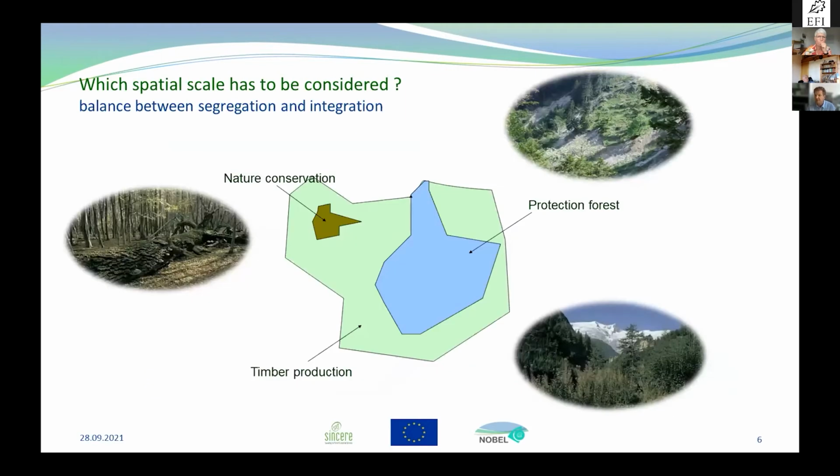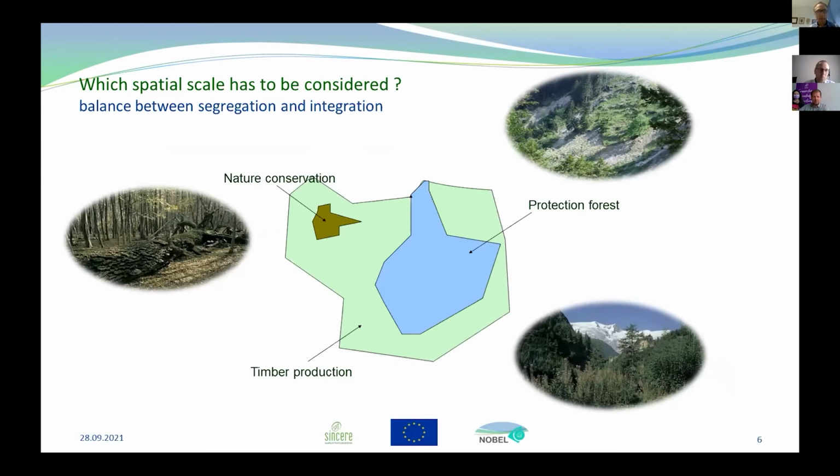And so this leads directly to the spatial scale, which is very important. Here we also have to discuss, should we segregate or should we integrate these different services? Nowadays in policy and also in forest management, we see quite nicely this debate that some services should be segregated and some others should be integrated, and sometimes we're aiming for a combined approach.